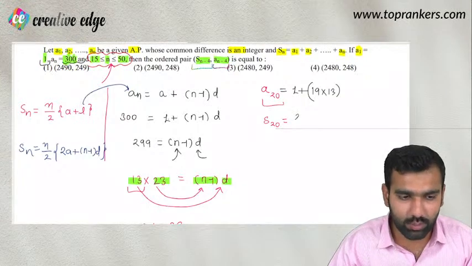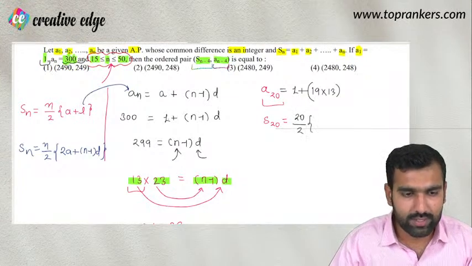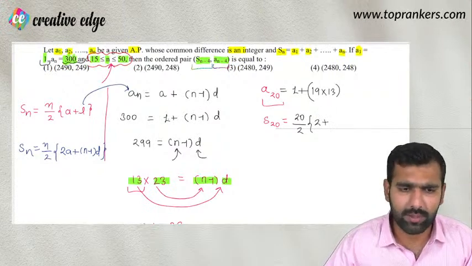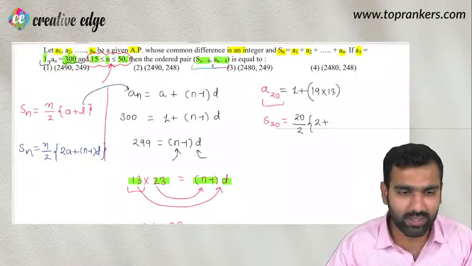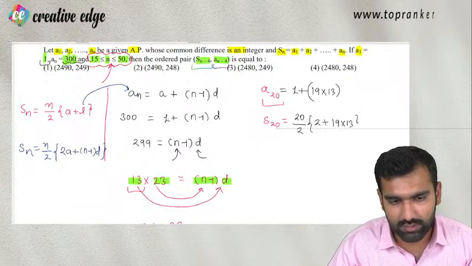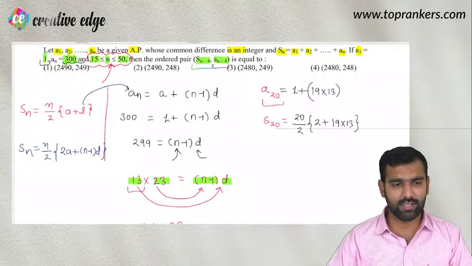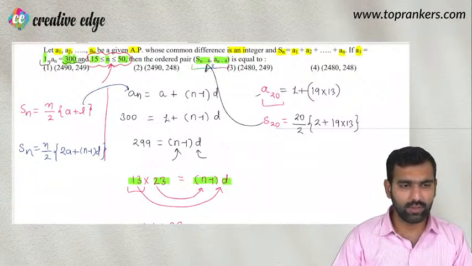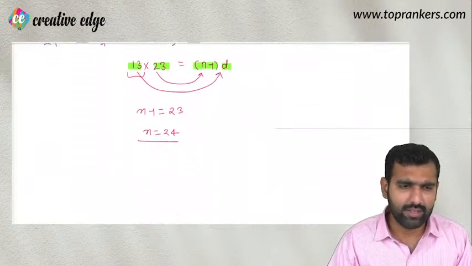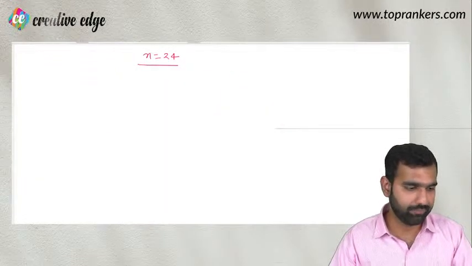S20 should be n/2, so 20/2 times 2a, so 1 का डबल is 2 plus n-1 into d. आप a20 रख देते तो भी आंसर आ जाता, बट फिर भी n-1 into d, so that is going to be your answer. ये जो भी values आएंगी, s20 will be this value and a20 will be this value, and you can figure that out very easily, I believe, and that's how you can crack this question, right?